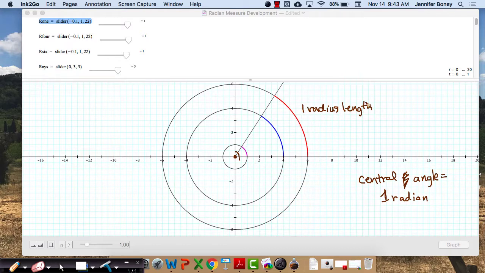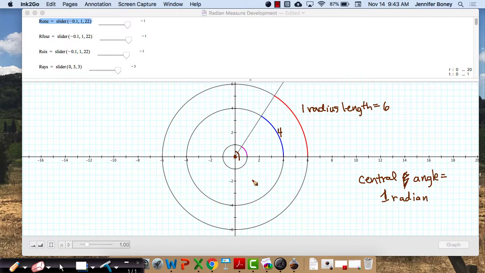So this outer circle has a radius of 6. So this red segment is 6 units long, same as the radius. Or this blue segment is 4 units long, same length as the radius of the circle. Or this little tiny purple one that we were zoomed in closer to before, since this is a circle with a radius of 1, then that means that this magenta colored line there has a length of 1 also. It's 1 radius length, whatever that radius is.